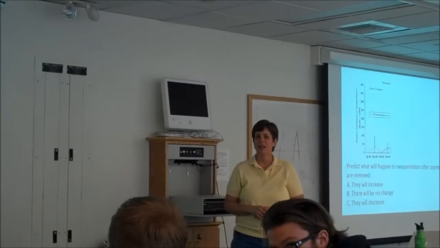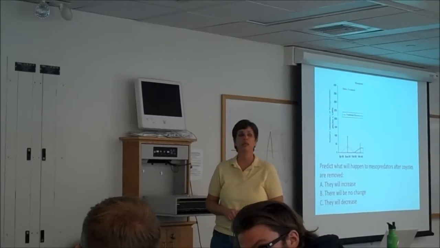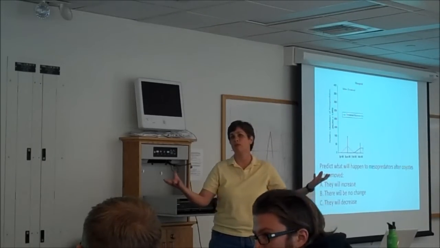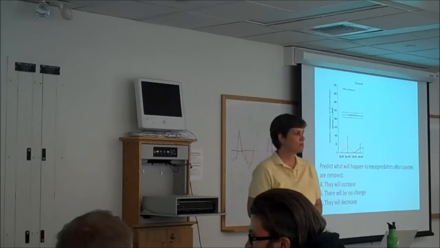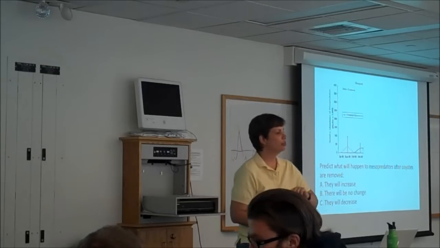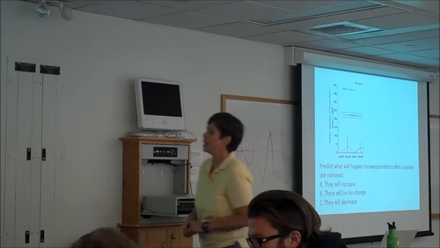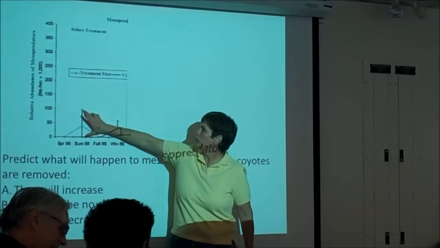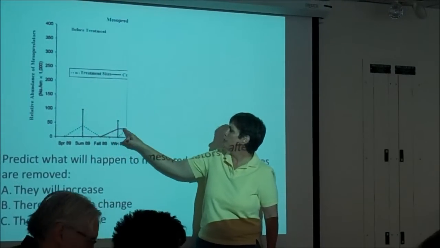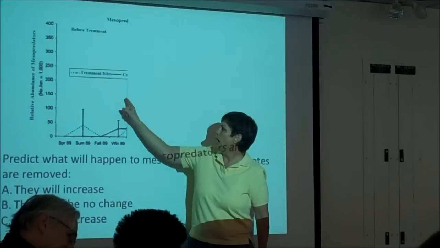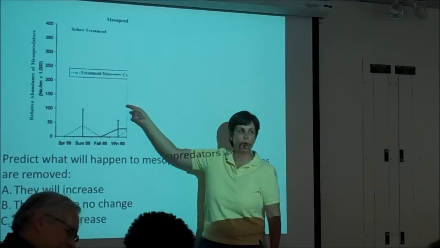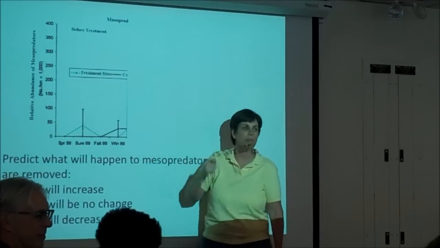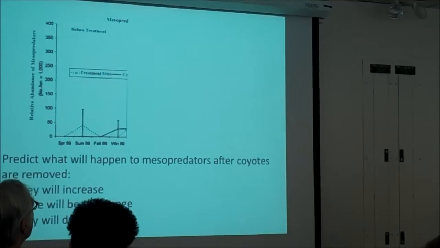Coyote is the top predator. Coyotes are being removed. What's going to happen to the mesopredators? Yep, use the graph to make predictions. I'll show you. So here's mesopredator populations. So what's going to happen to this line after the coyotes are removed right here? Will this line go up, or will it go down, or will it stay about the same? I don't know.